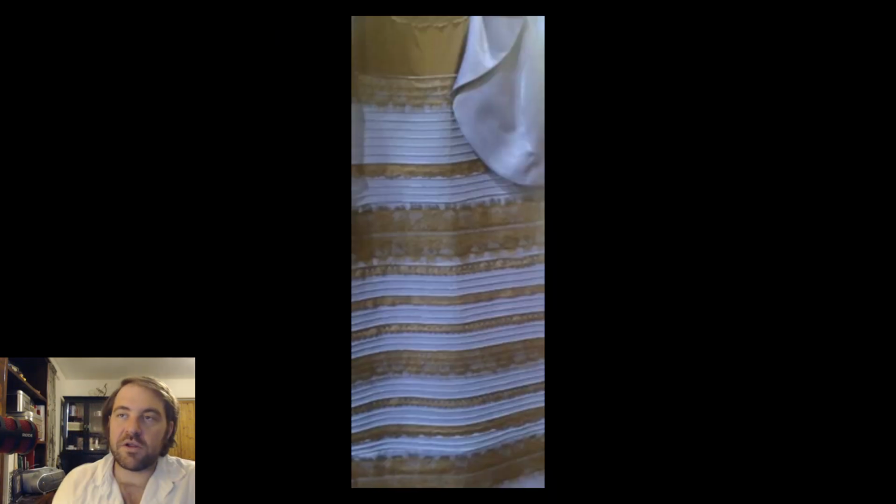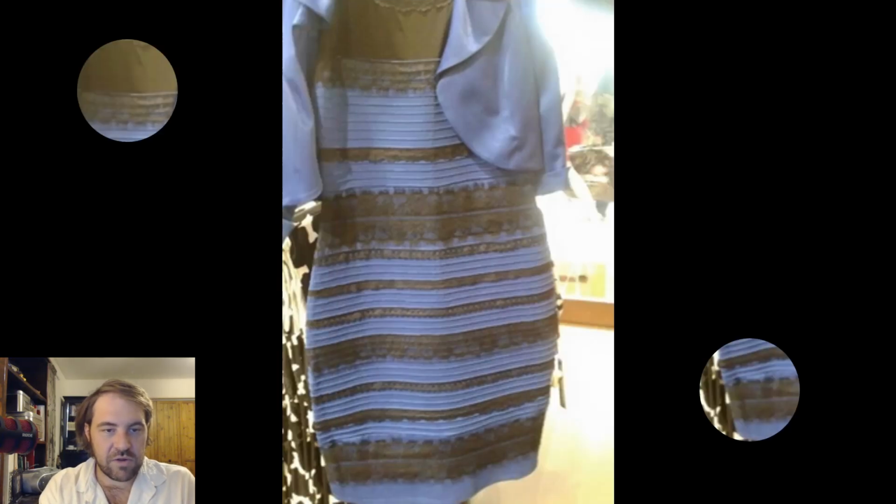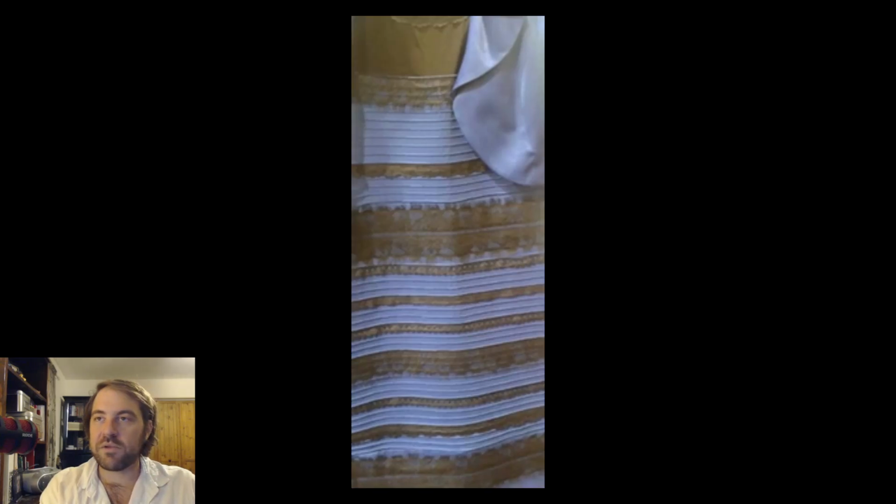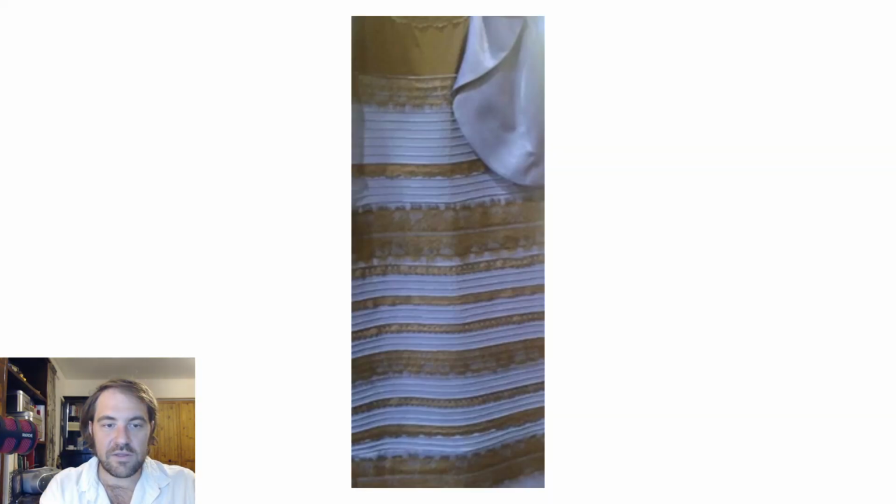Okay, so what we're going to do now is cut out all of the extraneous information around the sides. There is information on the sides, and depending on if you first looked at the sides, you may have a perception of this as blue and black. If you looked first directly into the center of the dress, you may see it as white and gold. So what I'm going to do is cut away everything that isn't dress. And then what I'm going to do is change the background.